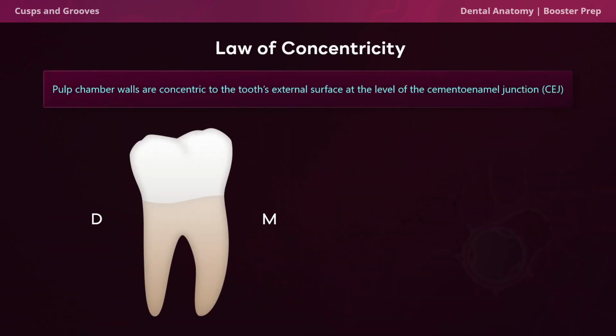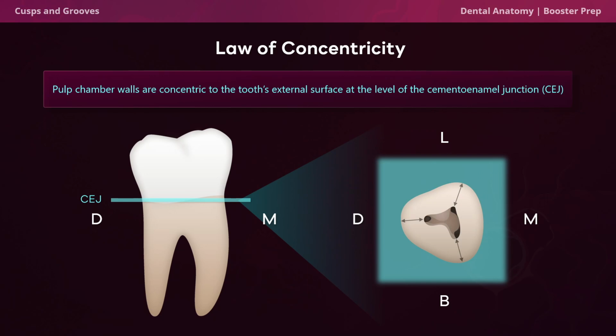Next, we'll discuss the law of concentricity, which is best seen if we section off the crown right through the cementoenamel junction, which is where the enamel of the crown meets the cementum of the root. So, the law of concentricity states that the pulp chamber walls are concentric to the external surface of the tooth at the level of the CEJ, meaning the shape of the pulp chamber at the level of the CEJ matches the shape of the external tooth surface.